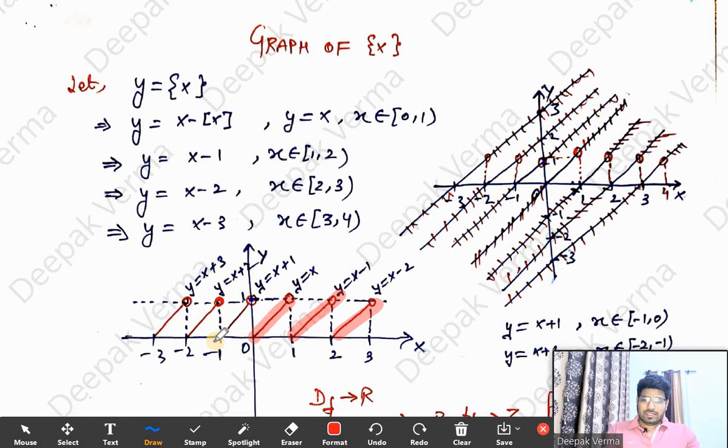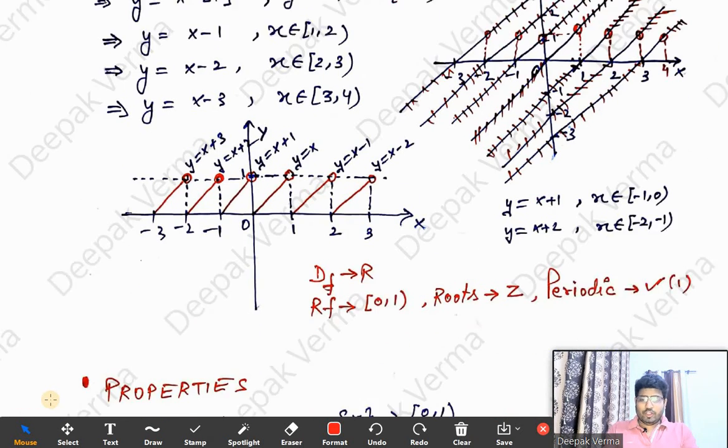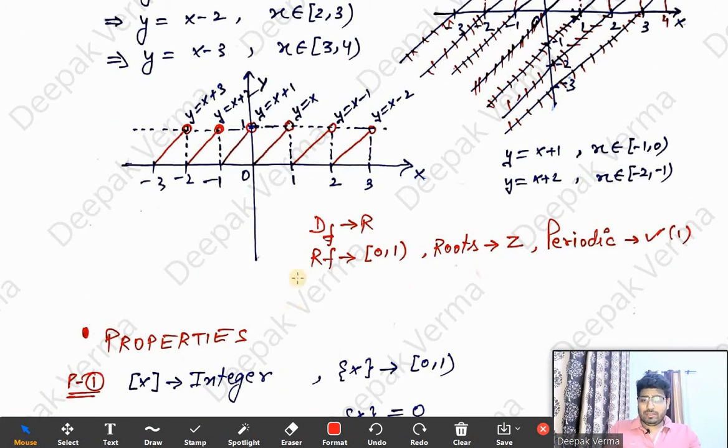This one is our required graph. It's a graph of the fractional part of x, and you are supposed to memorize the equation of these lines also. These equations will help you later in this chapter in solving problems. Got it? Now look at the graph. If I ask you what is the domain, what is the range, what are the roots, period and all, you can tell graphically by observing the graph.